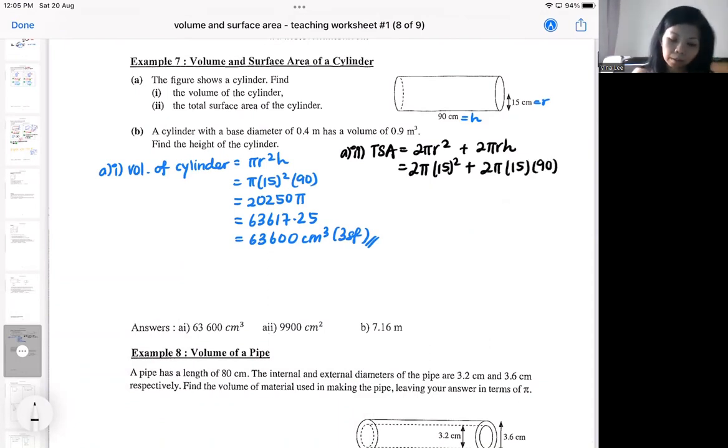So plug everything in. If you look, I always do it in terms of pi first. The way you do it also matters. Some people do it in a very messy, not organized way. You cannot even check for your own careless mistakes.